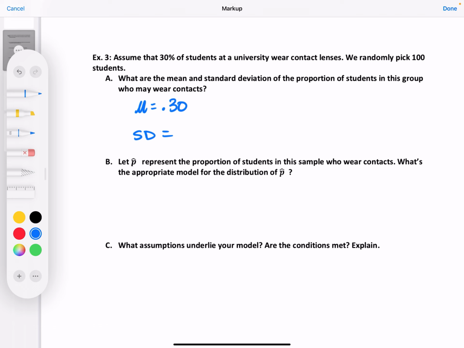Is the square root. I know 0.30's on the bottom. No, 100's on the bottom. 0.3 times 0.7 over 100. There we go, guys. Oh, I need my calculator.